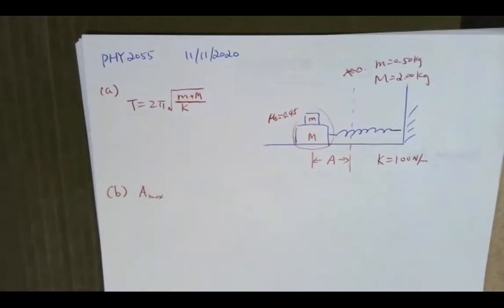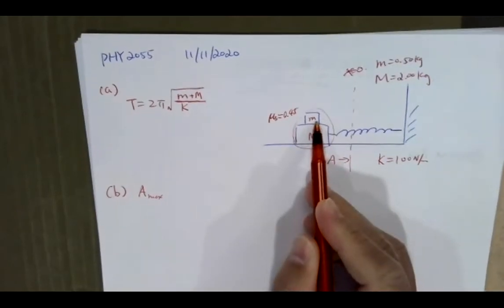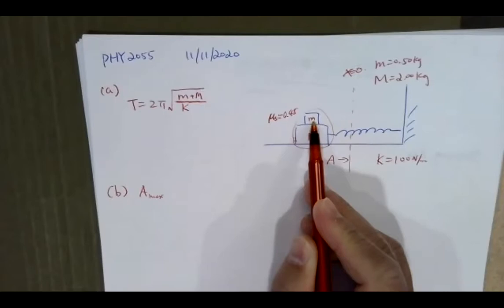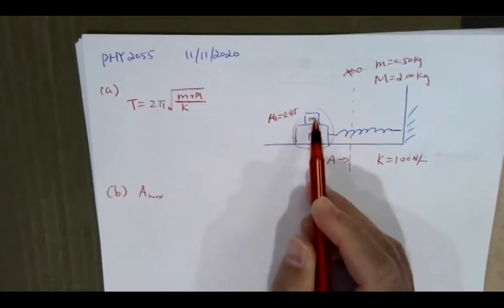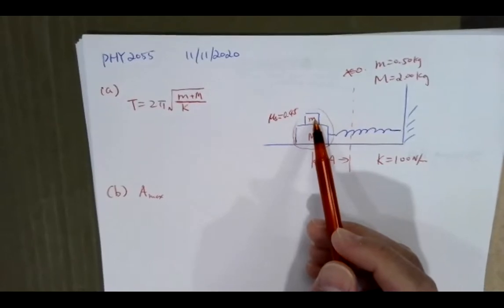So that means the largest amplitude of motion, that means you have a motion of amplitude that is large enough, so that this one is about to slide off. Then the static friction on this one will be maximum, right? On the smaller one. Okay, I think it's easier to focus on the smaller one here.